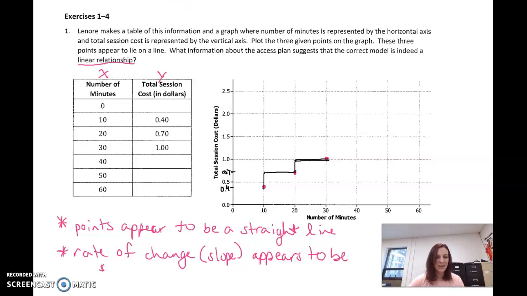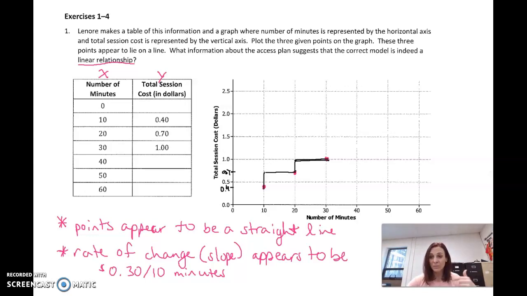Not straight up 30. Appears to be 30 cents, right? 0.3, 3/10, 30 cents per 10 minutes. Okay, and I could figure that unit rate out, but what we're saying is it appears that we're moving at the same rate. We're multiplying by the same number every single time. So that information suggests we have a constant and it appears to be a straight line, that it's linear.